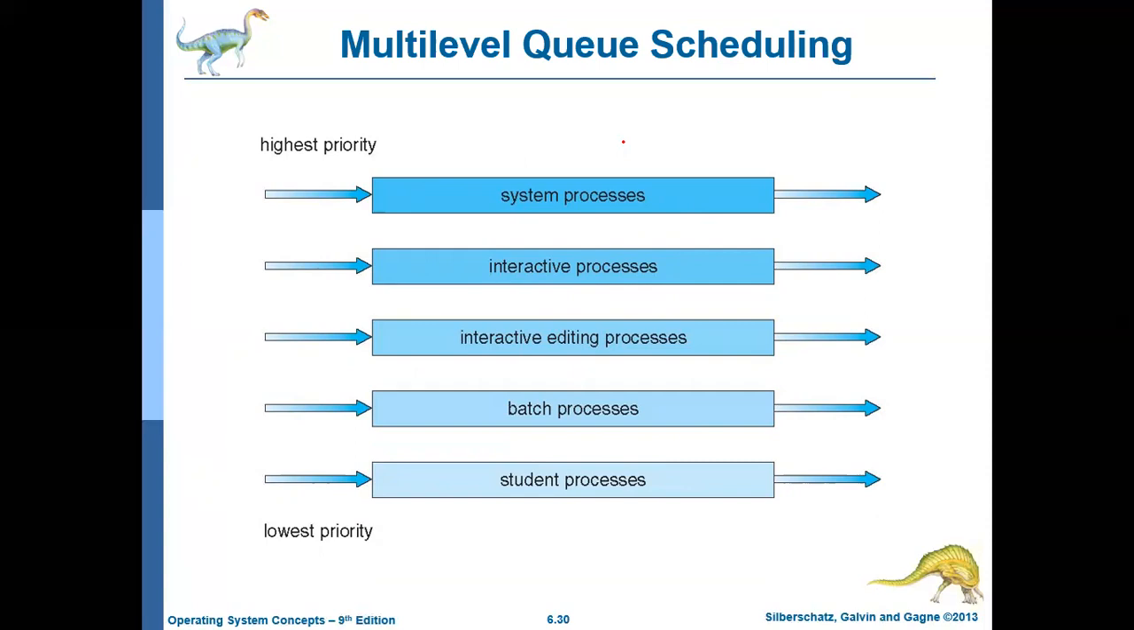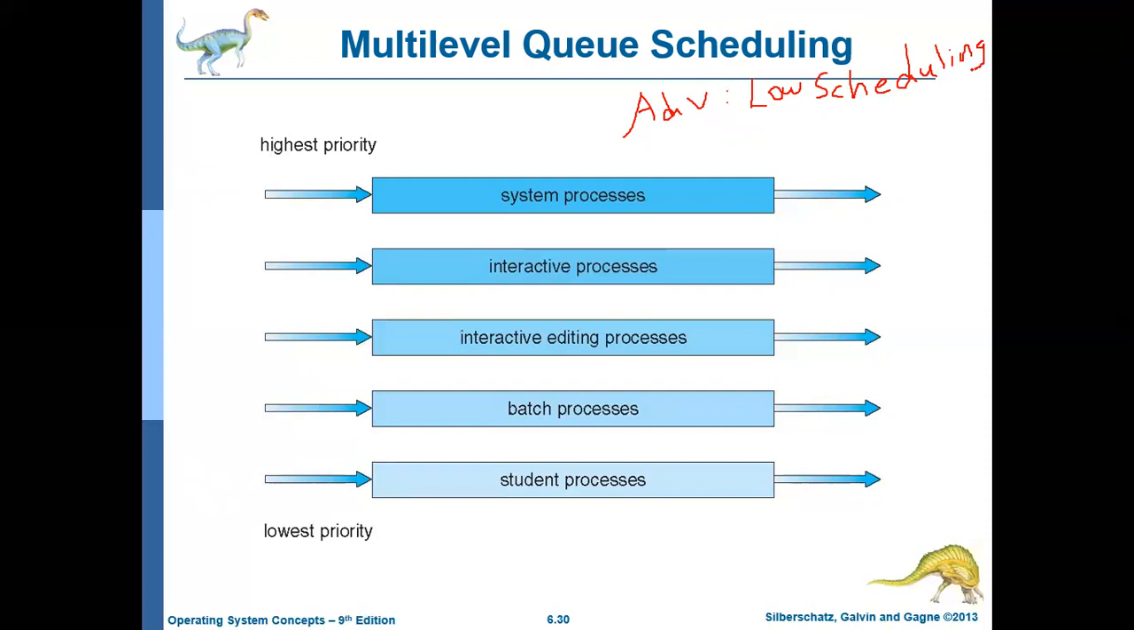The advantage of this algorithm is it has low scheduling overhead. Okay, so it means there is low scheduling overhead for the operating system, because whenever a new process comes, the operating system checks what type of process it is.